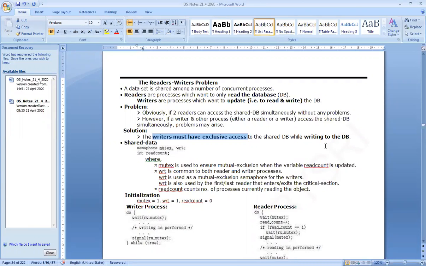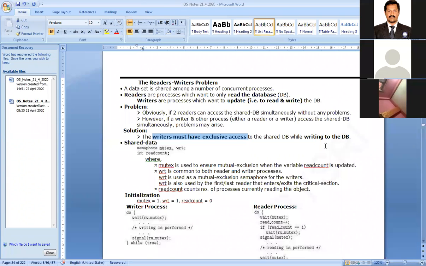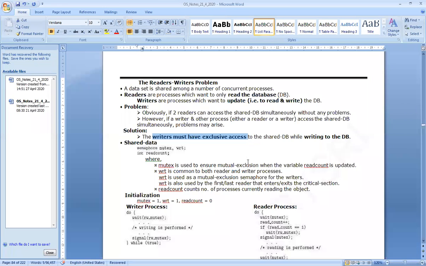In simple words, if any one person is reading, let him read, and we should not allow the writing person. If any one person wants to write, let him write, and we should not allow reading. This is how we should use our reader writer solution, and we should achieve the synchronization.